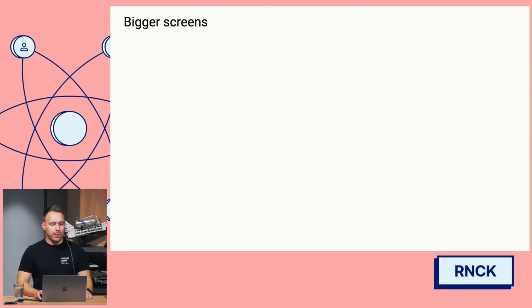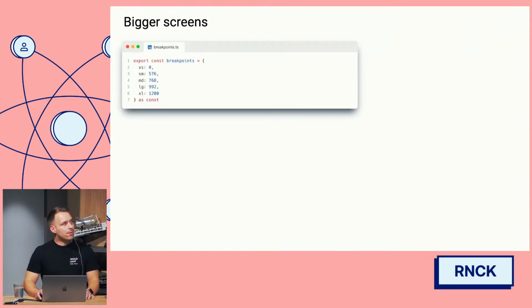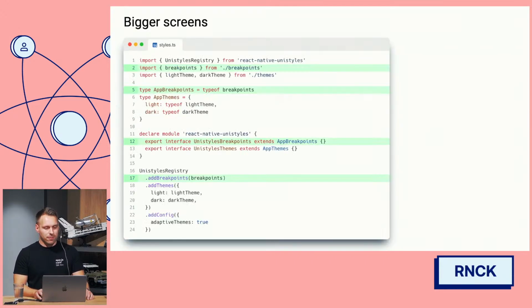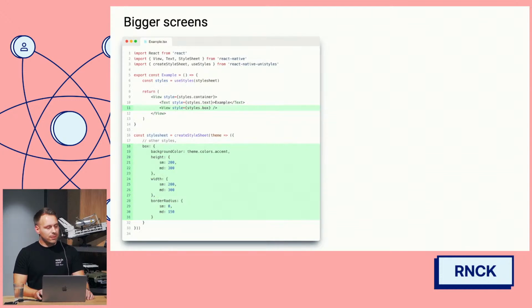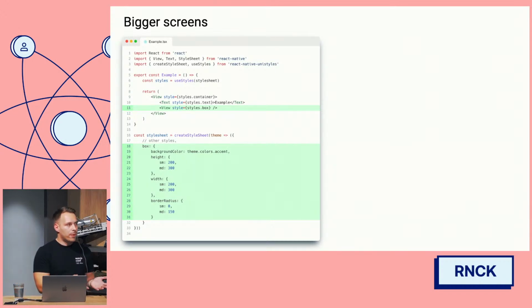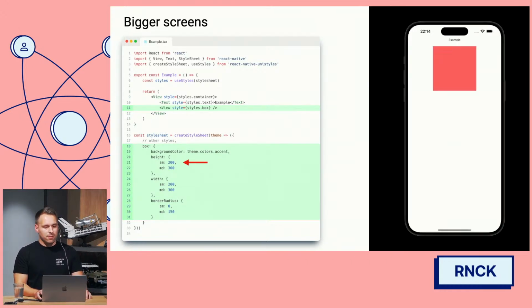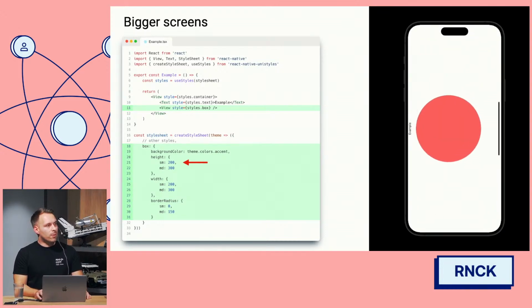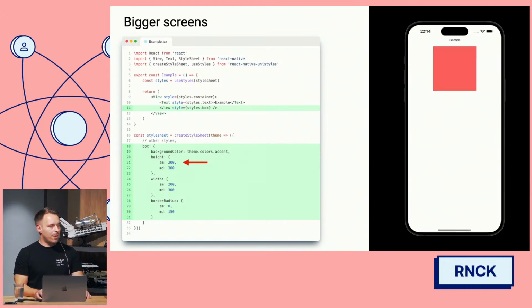What about bigger screens? Let's say you have a client and you need to support web or desktop. Well, it's also easy. You can simply register breakpoints. You can add them here, so you can replace any value like string or number with an object, and you will have perfect intelligence about your breakpoints. So for small screens, you will have a square because we have border radius 0, and for the landscape, you will have a circle.